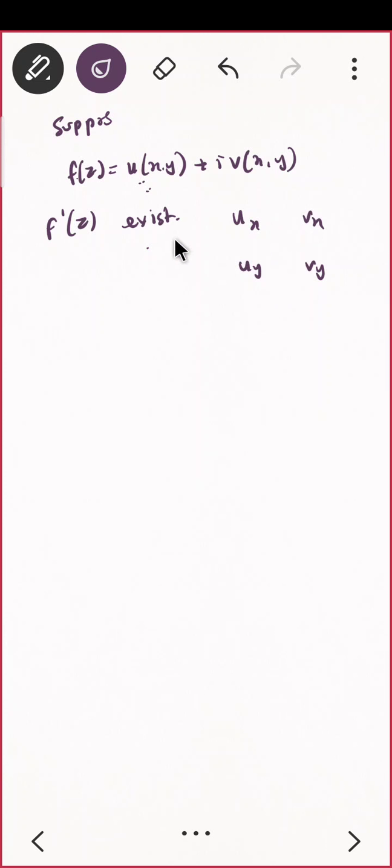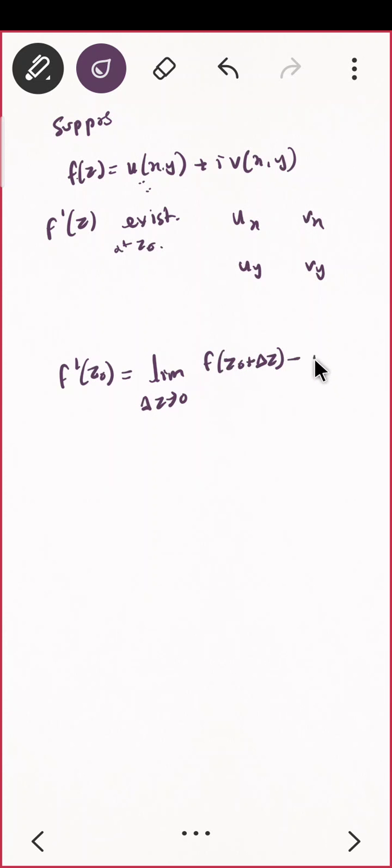So as I already told you, how do you define derivatives? Suppose the derivative exists at a point z naught. You already know the definition of f dash of z naught. It is the limit as delta z tends to 0 of f of z naught plus delta z minus f of z naught, divided by delta z. Correct?